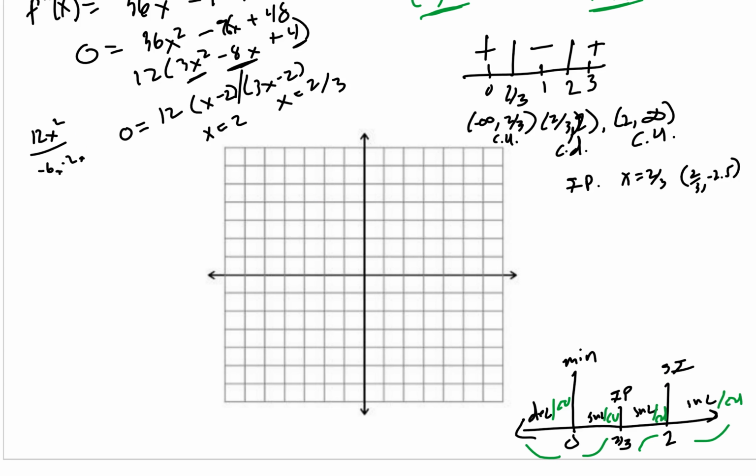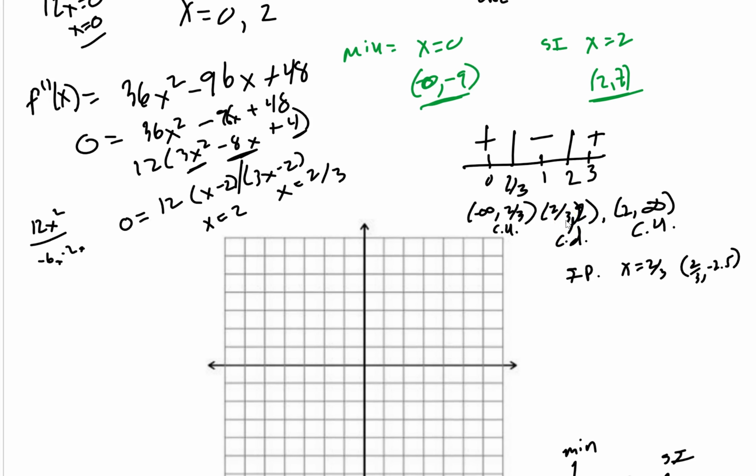So let's graph this thing. First thing, we plot our points. We have a min at 0 and -9. So 0 and -9. I'm just going to make that -9 because it's my graph and I can do what I want. And then we have a stationary inflection at 2 and 7. So 2 and 7. Likewise, I'll make this 2 and 7 because, again, my graph, my rules.